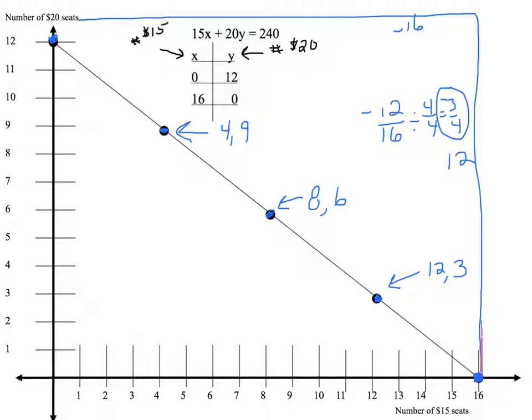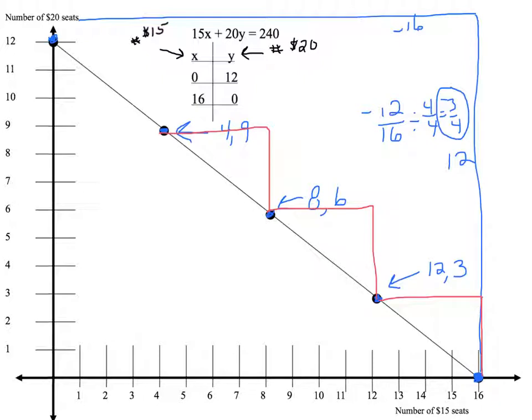If I go up 3 and over 4 to the left, I'll get to this point. If I go up 3 and over 4 to the left, I'll get to that point. And up 3 and over 4 to the left, and I will get to that point. So I can still use that idea of slope to find these other points.